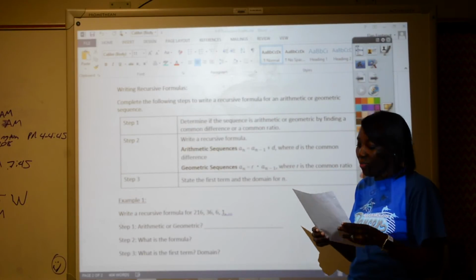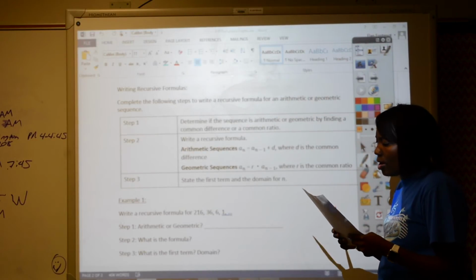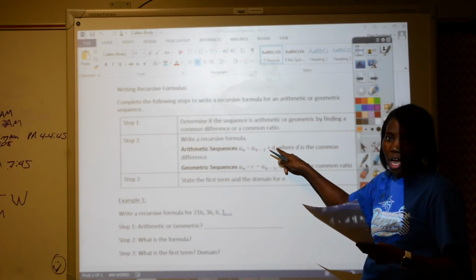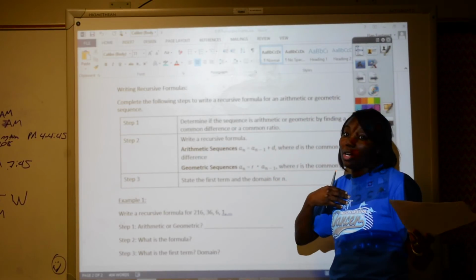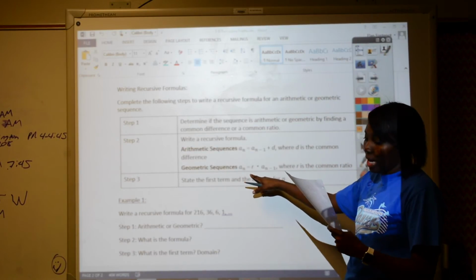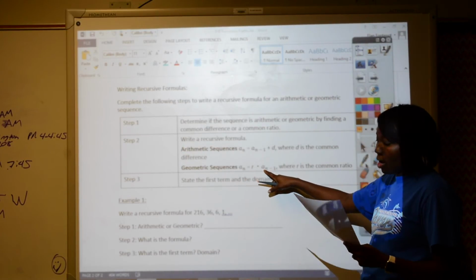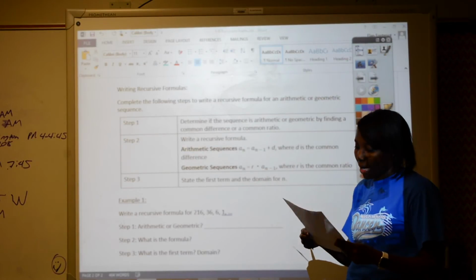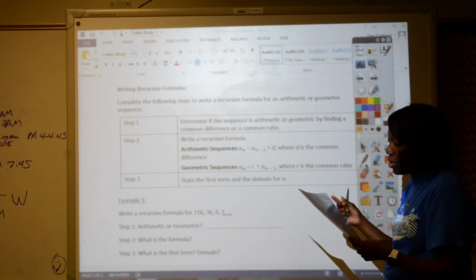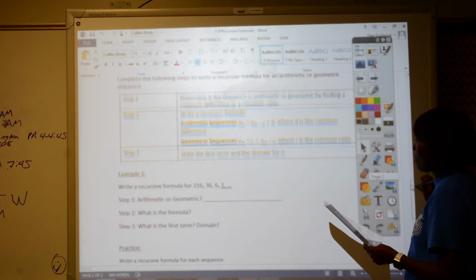Once you figure out if it's arithmetic or geometric, then you use the following formulas. Everybody got it? The first one, arithmetic, means a sub n equals a sub n minus 1, the previous term, plus the common difference d. To us, d is basically the slope, kind of, sort of, but not really. And geometric, of course, we did many problems yesterday, is our common ratio r times a sub n minus 1, where r is the common ratio. And then we state the first term and the domain for n. So let's look at some sample problems, and then you kind of get it.